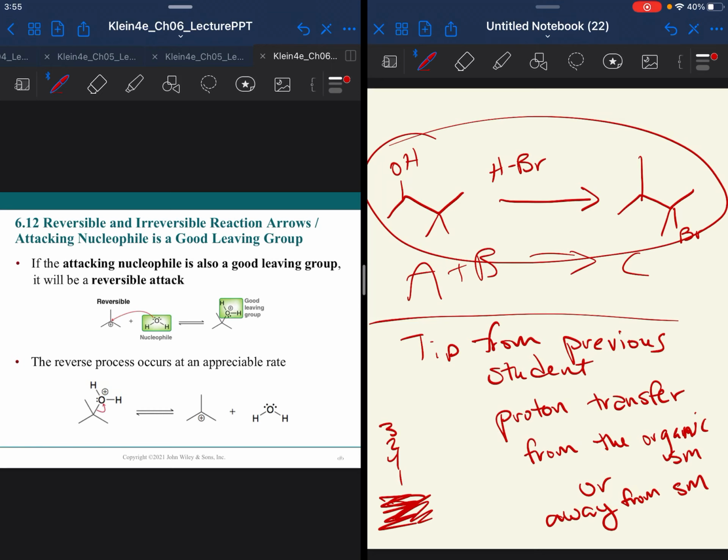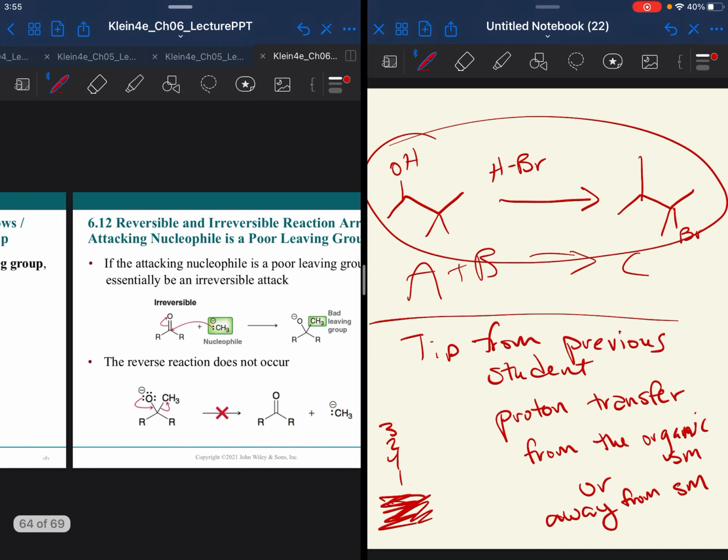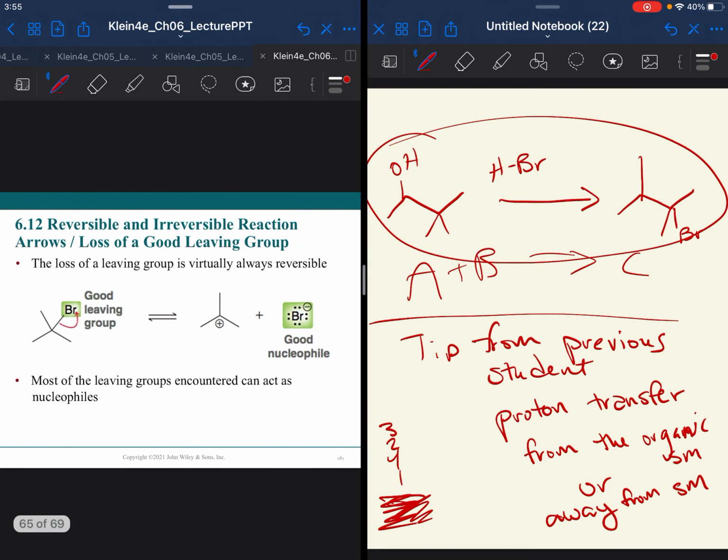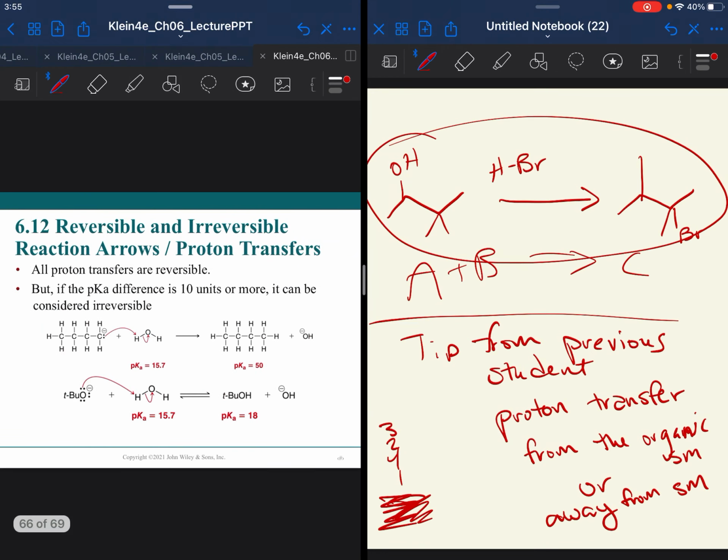There are tips and tricks on when to think, when you have an irreversible step versus reversible. I don't want you to focus on that. So that's why I'm just skipping through that rather quickly. And we're going to keep skipping through that.